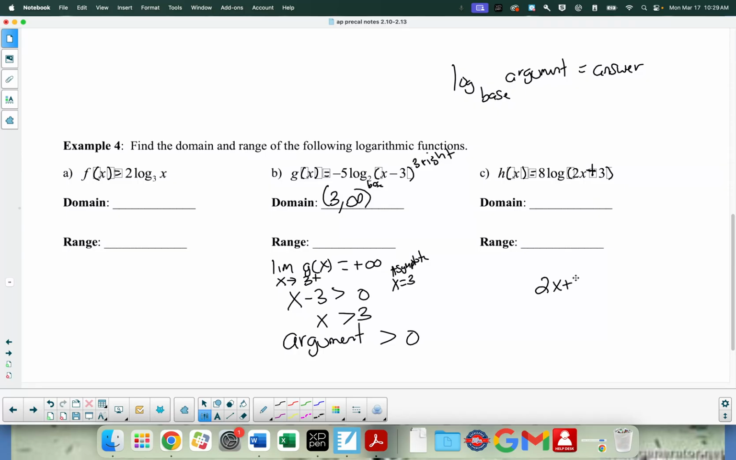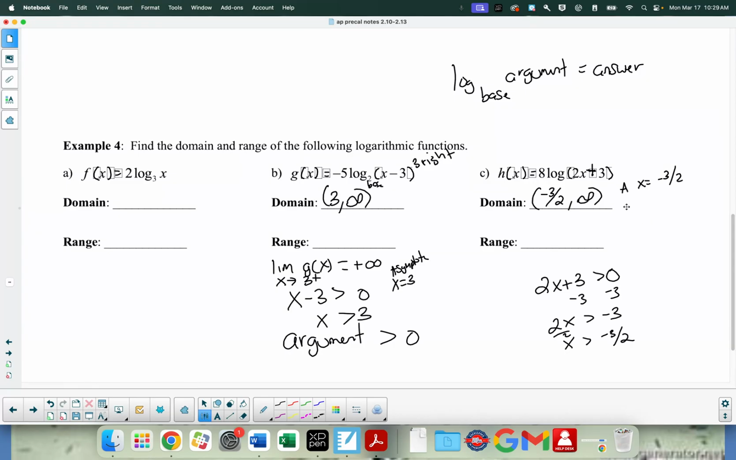2 plus 2x, plus 3 has to be greater than 0. Subtract 3 and divide by 2. So x has to be greater than -3/2. Okay, and again, that's a plus, so I know for a fact it's been moved to the left, but it's also got that extra number in front of the x. So your domain would be from -3/2 to infinity. Your asymptote, if you were asked, x is equal to -3/2.